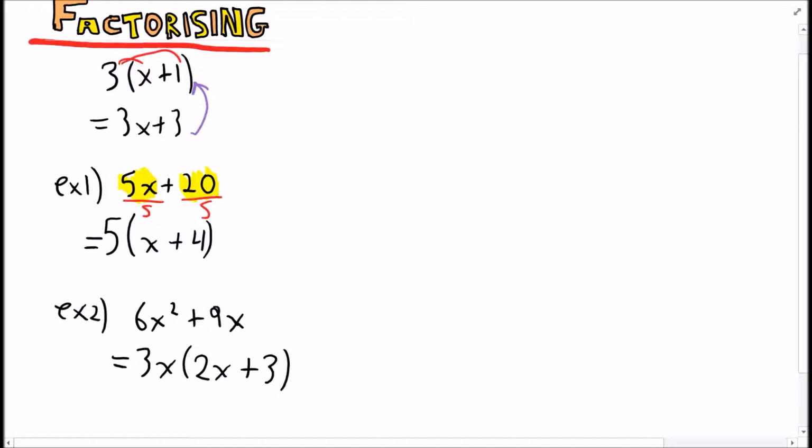And if I wanted to quickly test if I got the right answer, I can just expand it. So if I quickly look at it, 3x times 2x is 6x squared, and 3x times 3 is 9x. So I know that I've done it correctly. Alright, the second type of factorizing is called difference of squares.